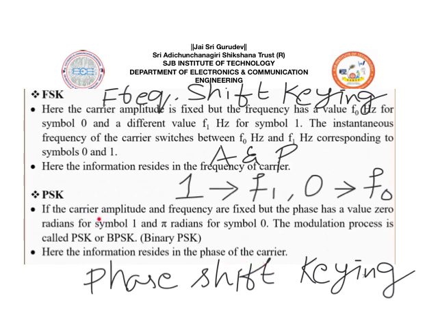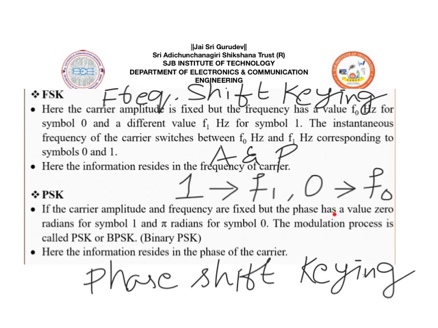In PSK, the amplitude as well as the frequency of the carrier will be fixed, but the parameter that is changing is phase. There will be a phase change here. Whenever there is a binary symbol 1, there is no phase shift; we say the phase has a value 0 radians. Whenever there is a symbol 0, there is a phase shift of pi radians. I repeat, the phase of the carrier is carrying the information of the message signal.